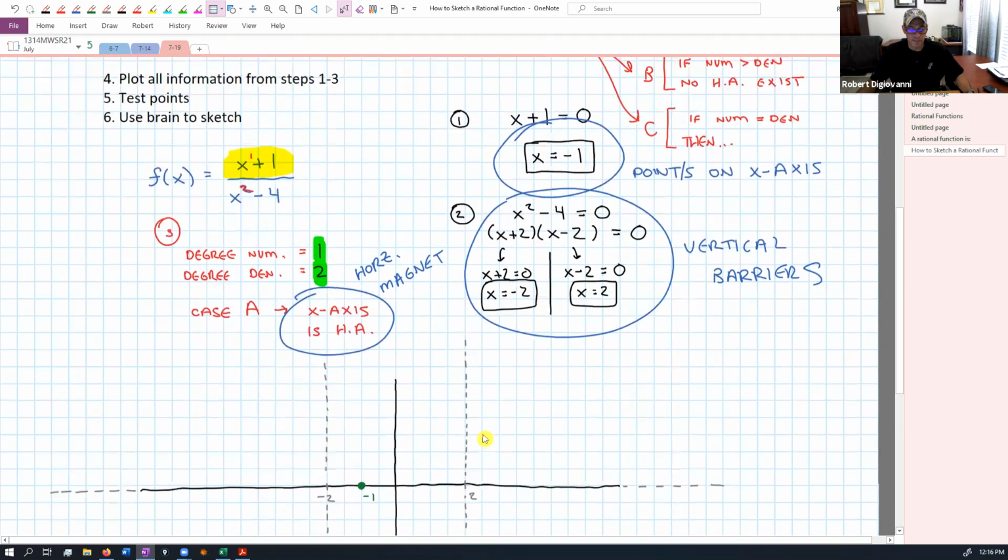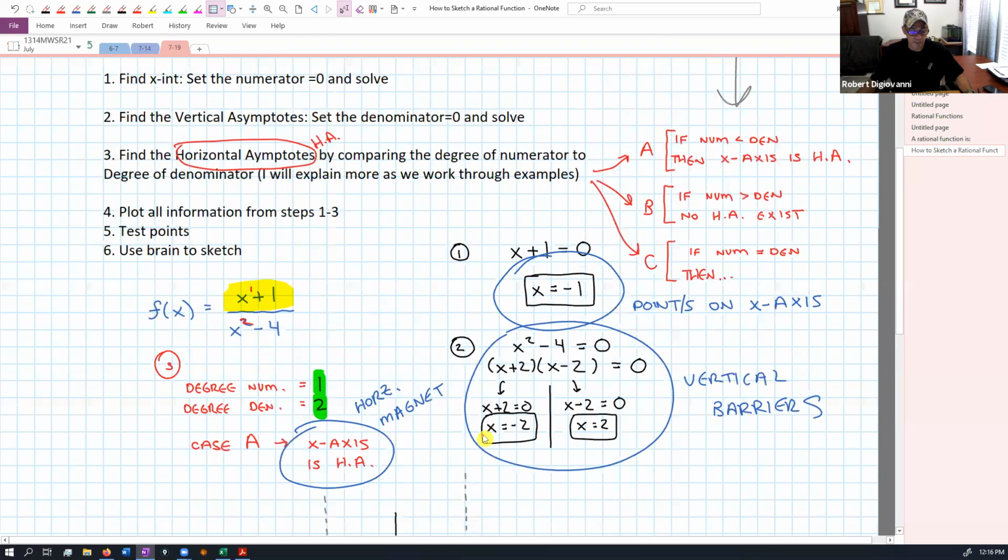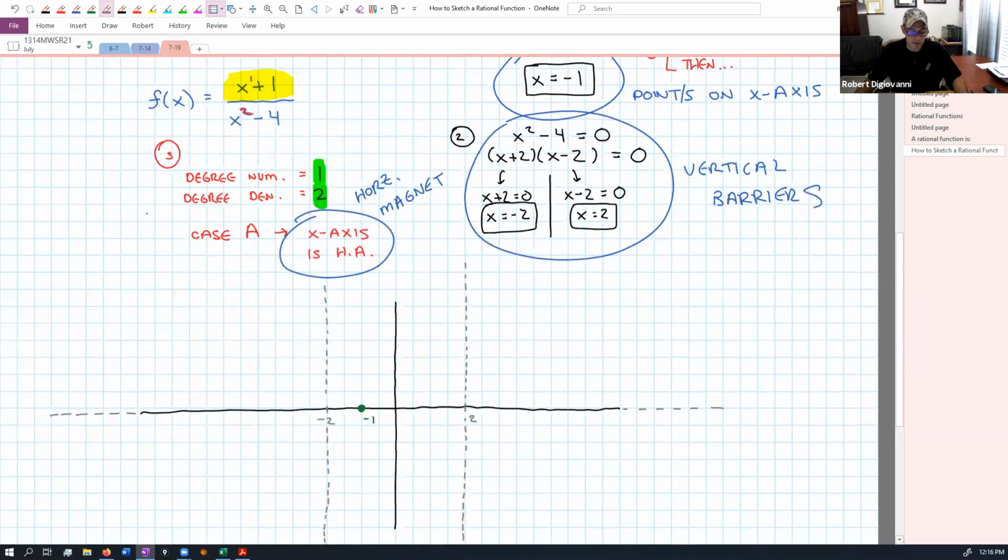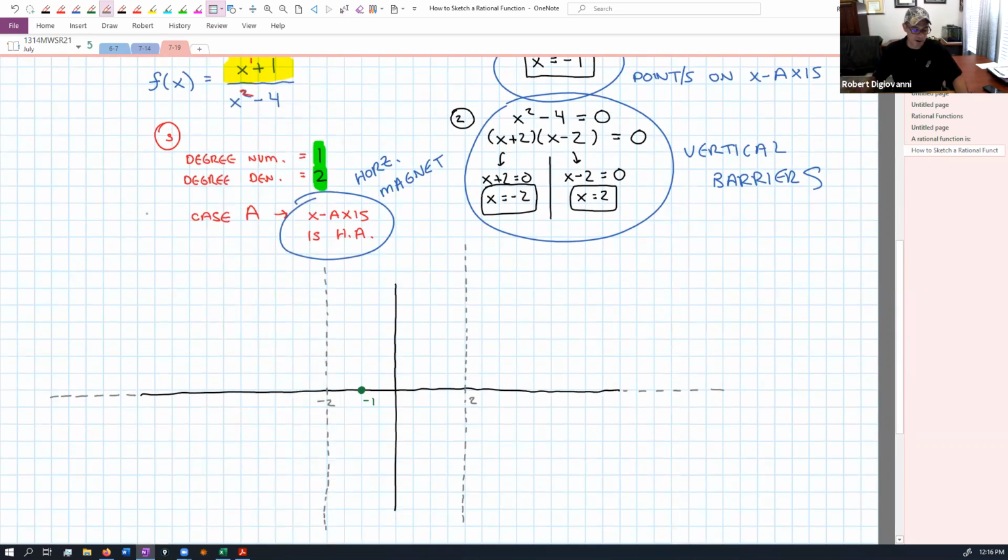All right. Next step. Step 5, test points. This part really gets people, all right? This is not a fun part of the problem. What we need to do is figure out what this graph is doing. And right now we only have 1 point. We need more points to be able to graph.